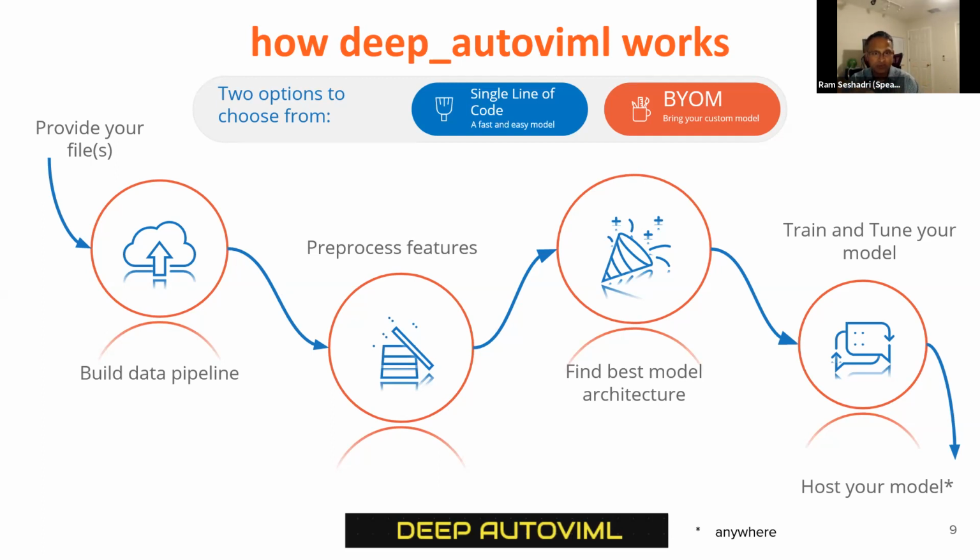It means that you'll never run out of memory when you are doing a pipeline build with TensorFlow. And that's exactly what Deep AutoViML does. The second thing is Deep AutoViML pre-processes features.